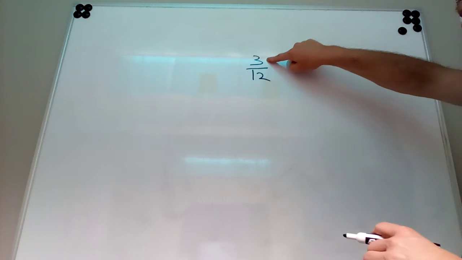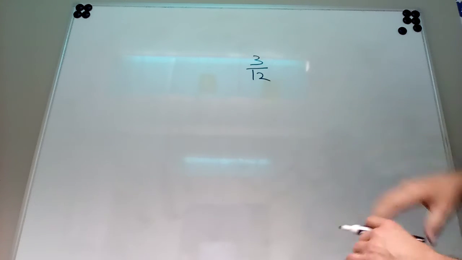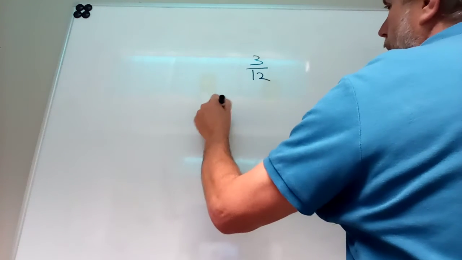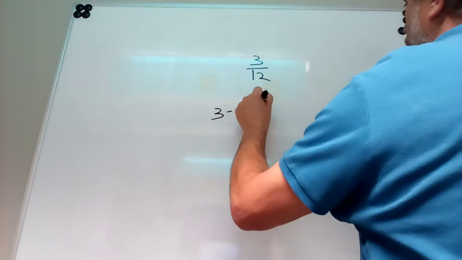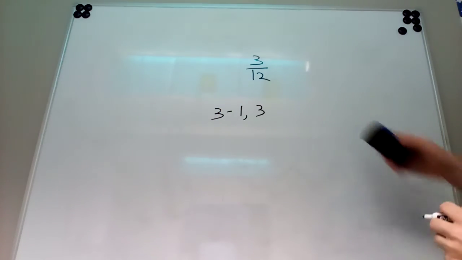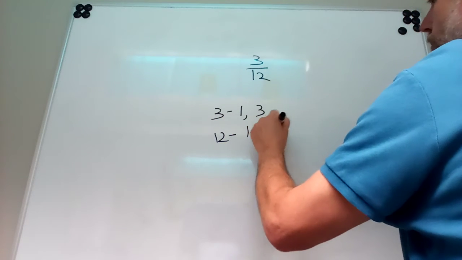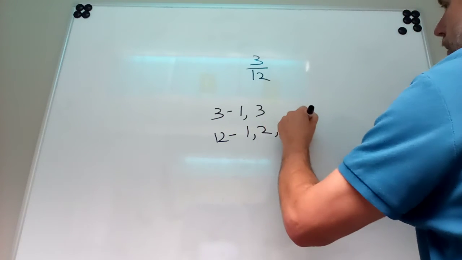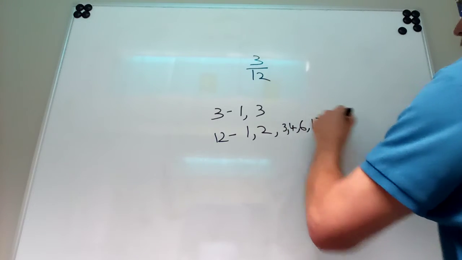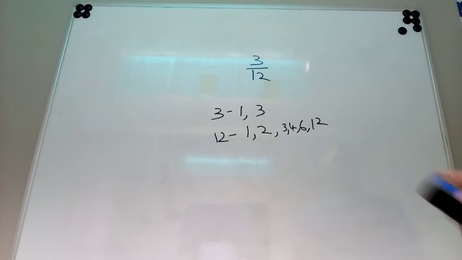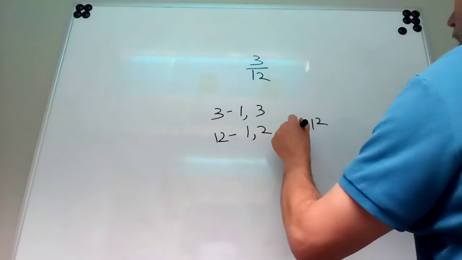Well, 3 we know is prime, but it still has factors: 1 and 3. Those are the factors of 3. What are the factors of 12? You have 1, 2, 3, 4, 6, and 12. So, is there anything common? Well, yes, the 3 is common between them.